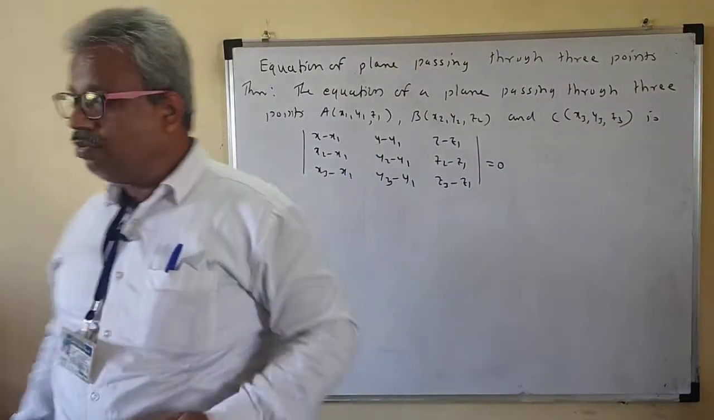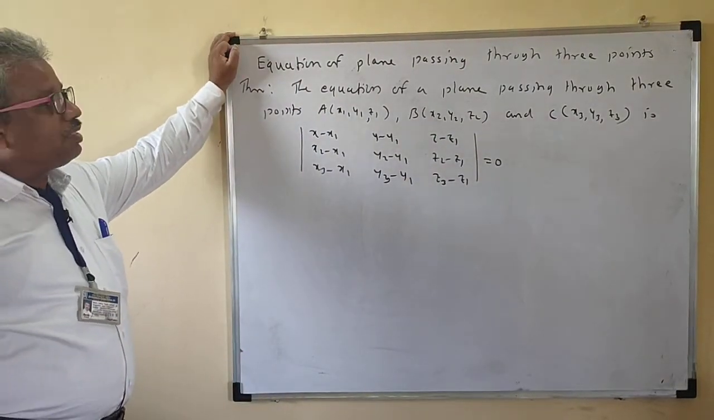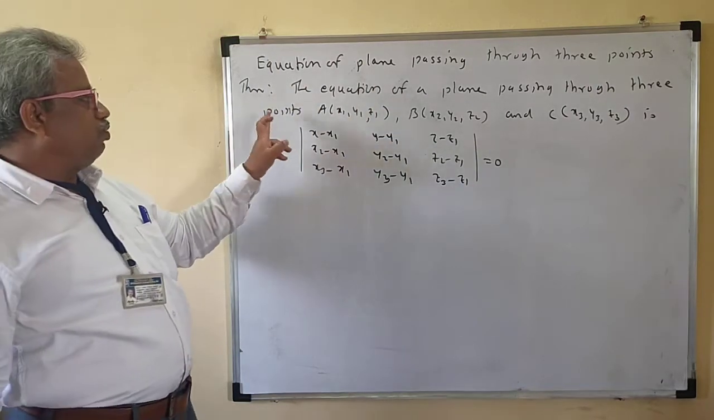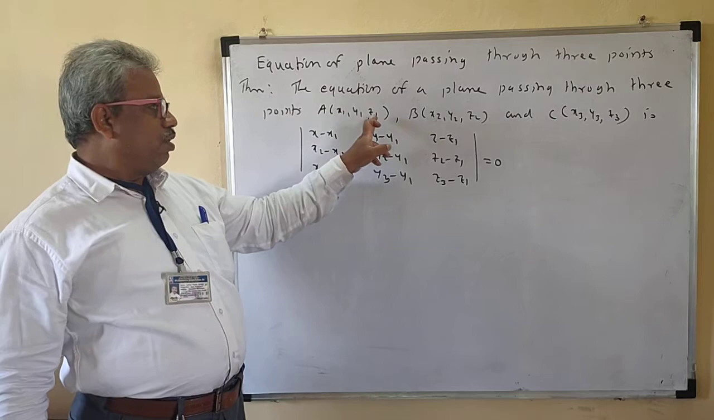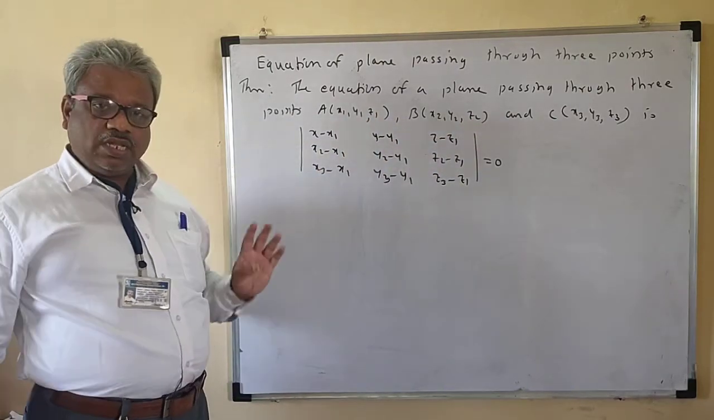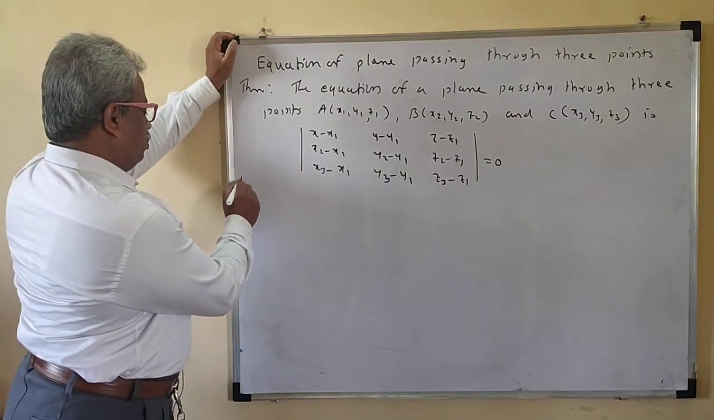So now we'll see how to find the equation of a plane passing through 3 points. This is the theorem: the equation of the plane passing through 3 points A (x1, y1, z1), B and C is given by this determinant. We'll prove this one. So, proof.